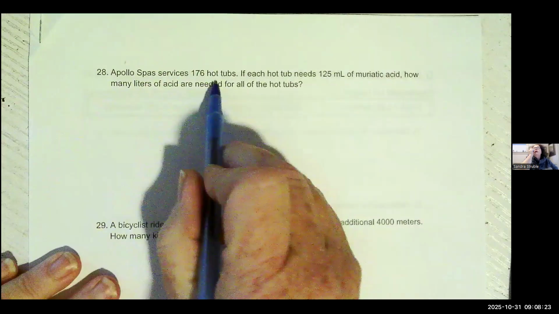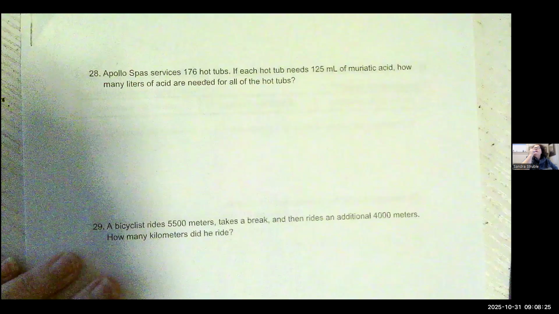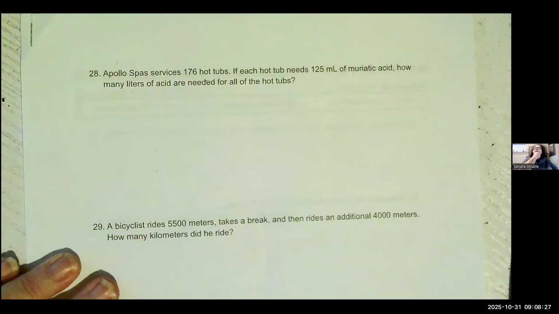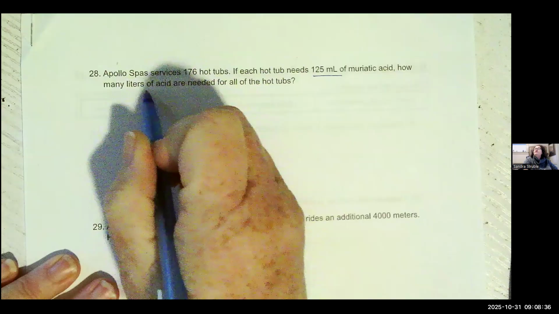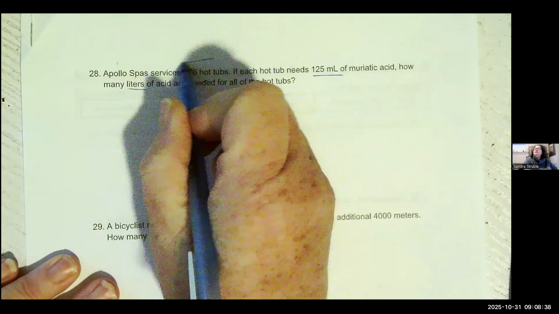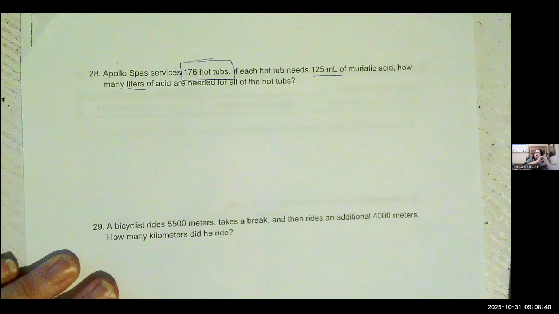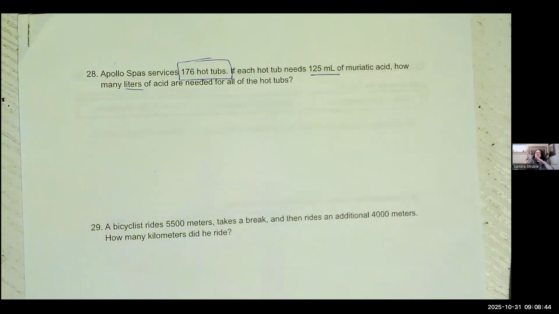Apollo Spa services 176 hot tubs. If each hot tub needs 125 milliliters of muriatic acid, how many liters of acid are needed for all of the hot tubs? So we're going from milliliters to liters, but we want to make sure we have enough for all the hot tubs. There's a couple different ways you can do this. One, you could transfer your 125 milliliters to liters and then multiply it times the number of hot tubs. Or you could take the number of hot tubs times the number of milliliters and then convert. I'm going to do it that way.